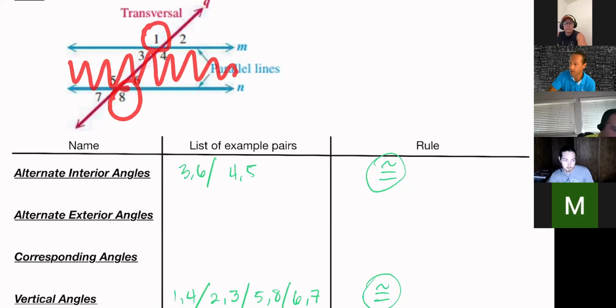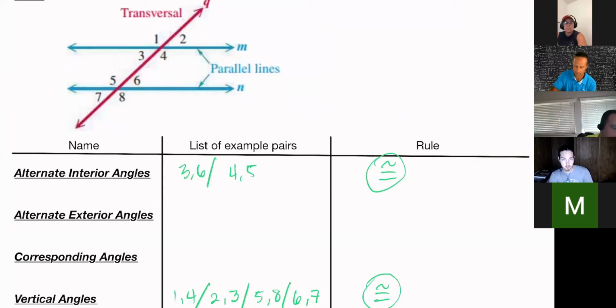The same. Yeah, the same size. And how about 2 and what? 7. And what do those look like? Same size. Very good. So we got 1 and 8 and 2 and 7, and you guessed it, they are also the same size or congruent.